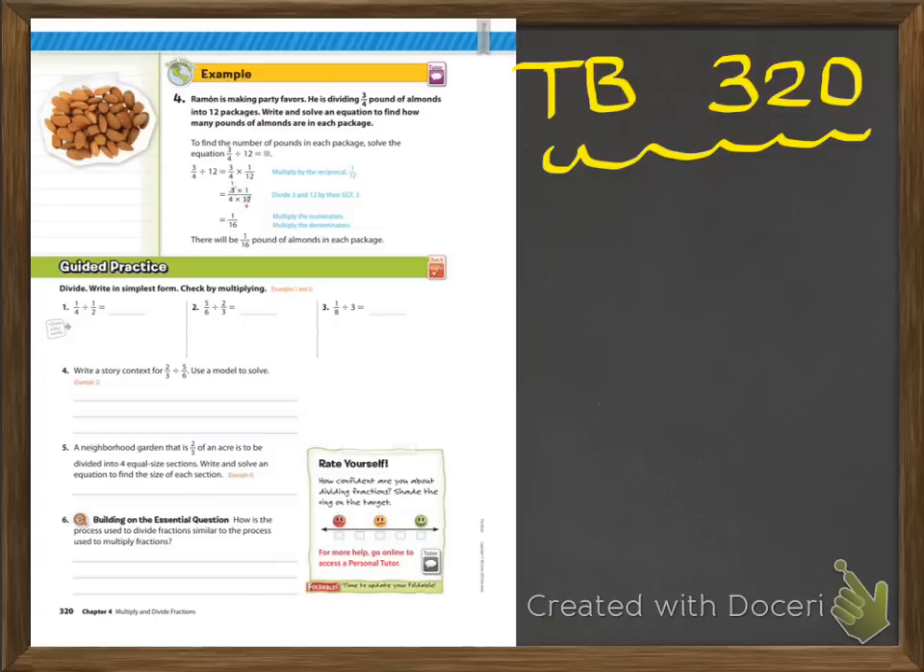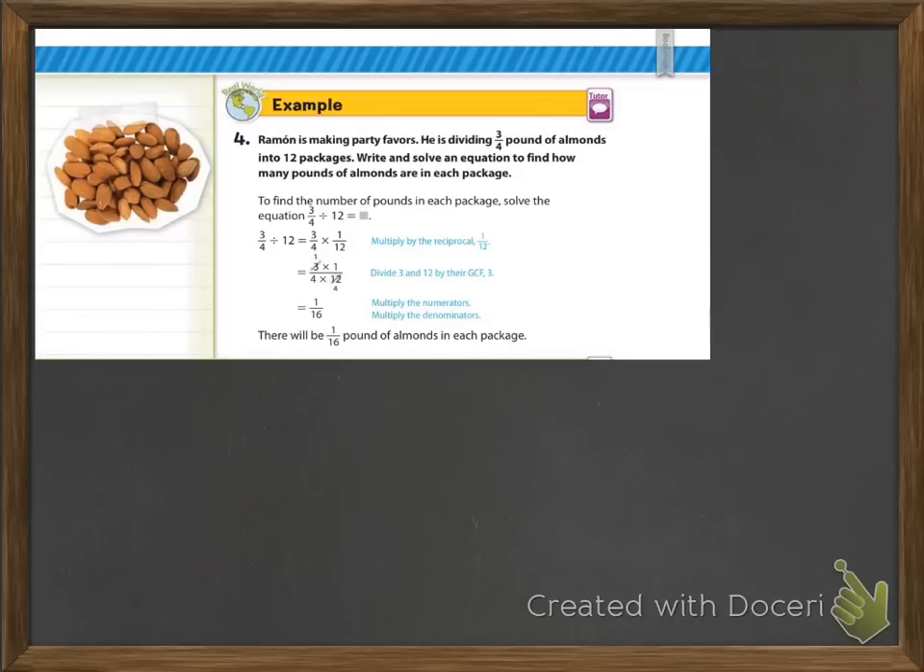All right, guys, we're in the home stretch. Now we're looking here at textbook page 320. Remember, these are the pretty important problems on this page. You always want to remember that. These are usually the heaviest weighted problems, the 3-point problems on your test.